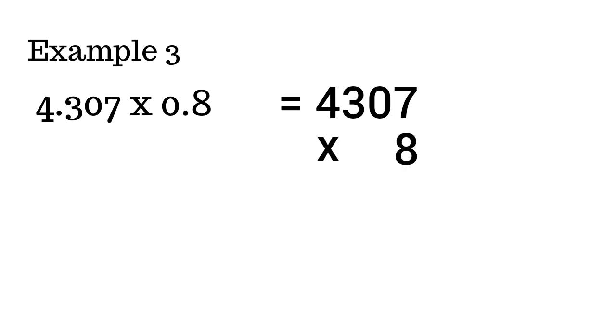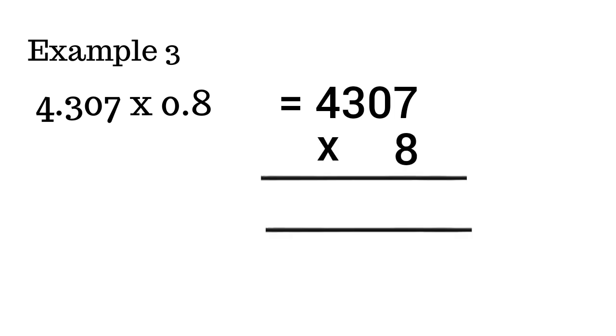Example 3. 4.307 times 0.8. You would notice that I did not say 4.307. No. After the decimal point, you read out the numbers individually. 4.307 times 0.8. So when we take out the decimal points, we are going to have 4,307 times 8. We multiply.